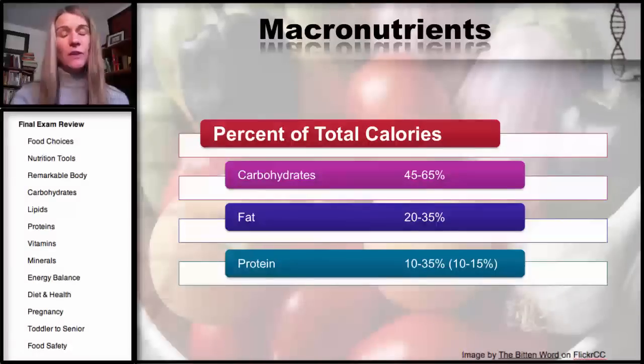I already mentioned this. Our macronutrients are 3 energy-yielding nutrients. You need to know what percent of the diet they should be. So carbohydrates should be about 45 to 65%. Fat should be about 20 to 35%. And protein, remember the range is 10 to 35, but really most Americans need only about 10% to 15% of their diet from protein. Most Americans only need 10 to 15% of their diet from protein.